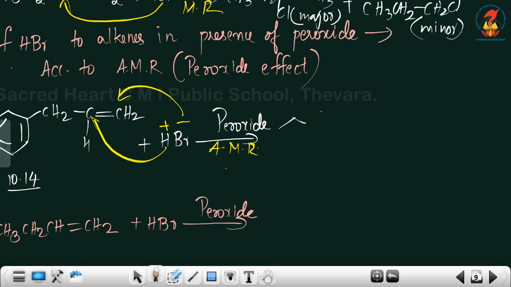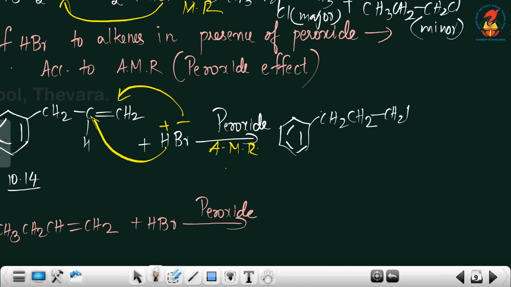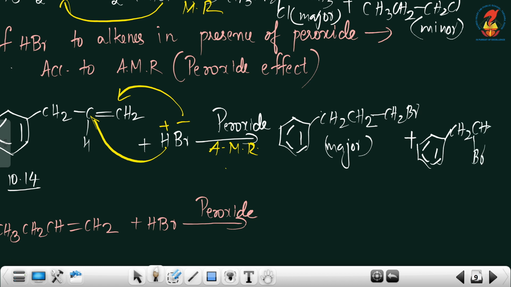So the product will be benzene ring, CH2, CH2 single bond CH2Br as major, plus benzene ring, CH2, CHBr and CH3 as minor product.